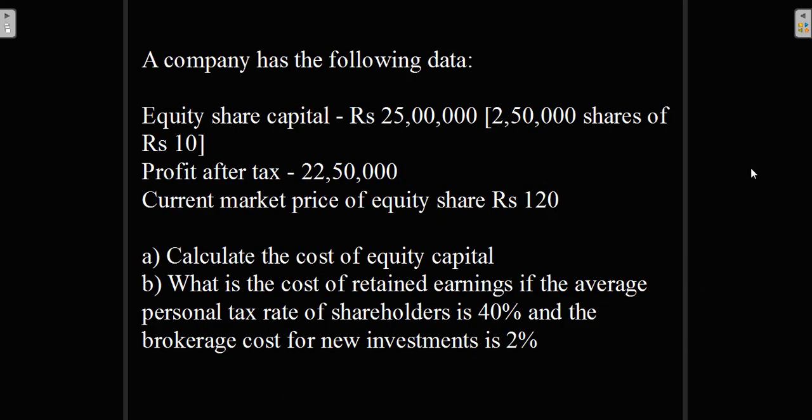A company has the following data: equity share capital of 25 lakhs. It is made of 2,50,000 shares of rupees 10. The profit after tax is 22 lakhs 50,000. The current market price is 120. Again, there are two scenarios. You have to find the cost of equity capital and then you have to find the cost of retained earnings if the average tax rate is 40% and the brokerage is 2%. Let's proceed to solve this problem.